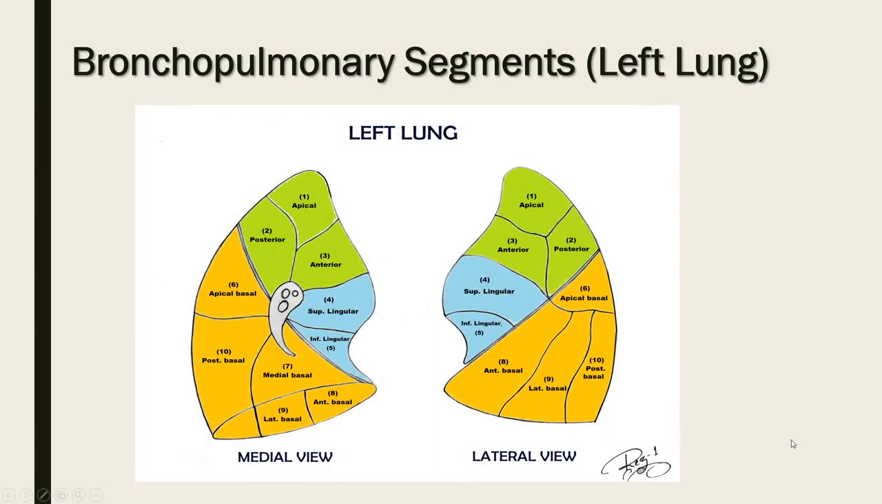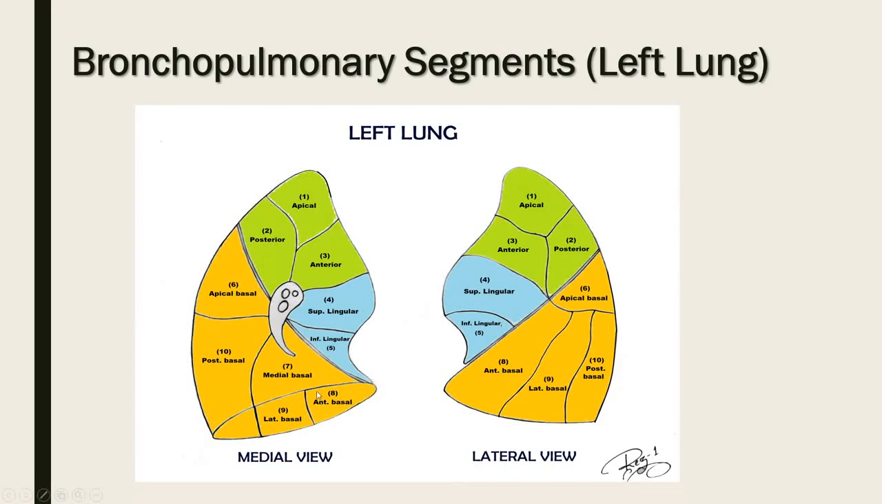So this is the picture that I have drawn for you. You will never see this picture on the internet or in any book. This picture is 100% correct, so try to follow it. In case of the left lung, the upper lobe, which is green over here, is having apical. This is the medial view, this is the lateral view. Then posterior. Can you see that anterior is not number 2, posterior is number 2, then anterior. Then the superior lingular 4, inferior lingular 5. So this is the upper lobe.